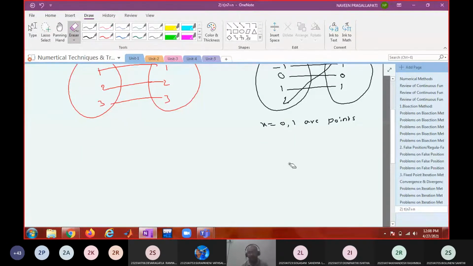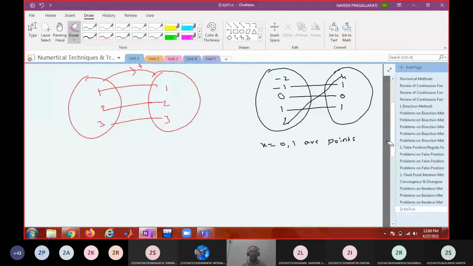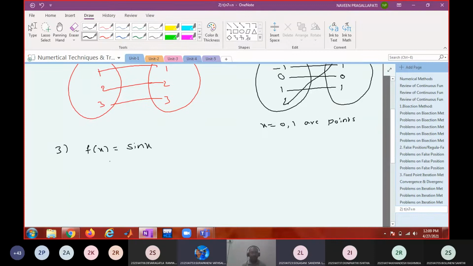Even if a fixed point exists, that may not be unique. There may be one or more than one. If you take sin x, what are the fixed points of sin x? 0, only 0. x equal to 0 is the only fixed point. So the number of fixed points may be unique or may not be unique, and fixed points may exist or may not exist.